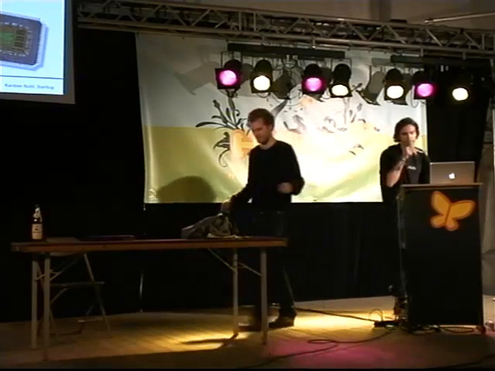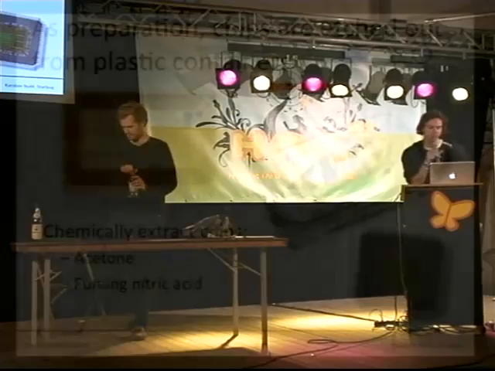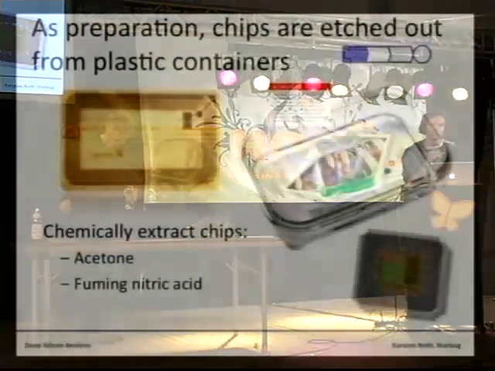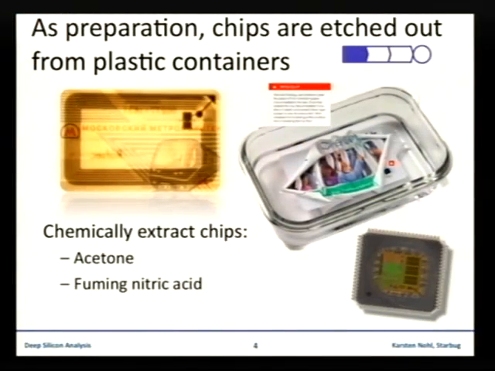Okay, before you can start working on the chips, you have to get to the chips. So normally these chips are in some kind of plastic card, as you can see on the left side. There's an RFID chip with an antenna around here, and at the ends of the antenna there's a chip. So first of all, you have to extract the chip out of these plastic cards.